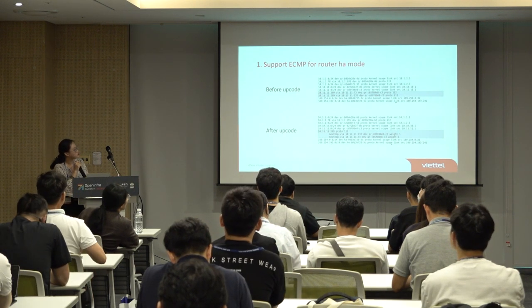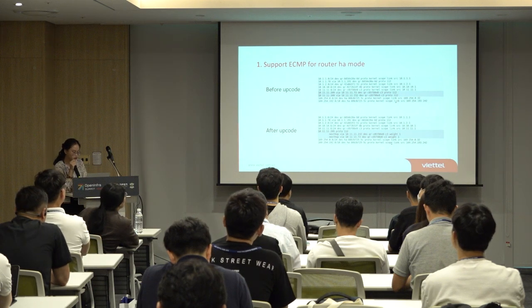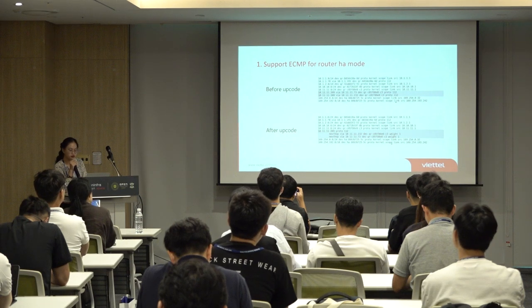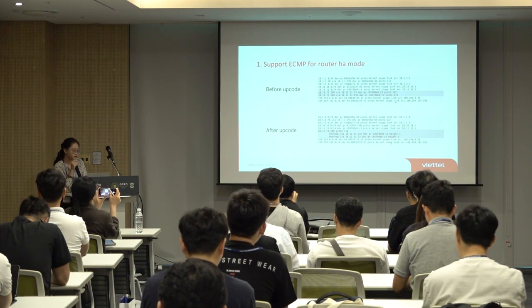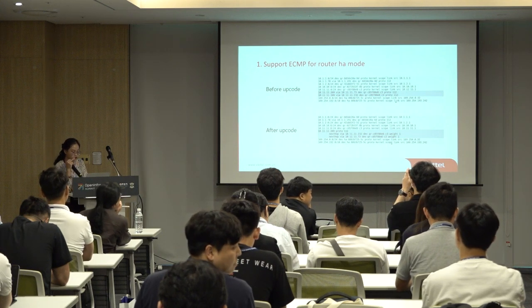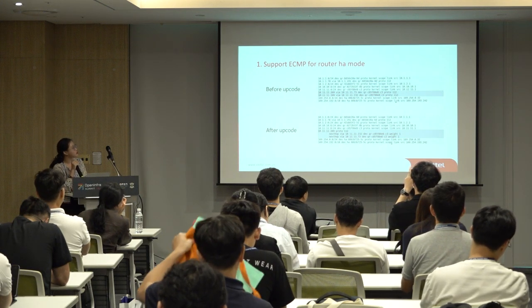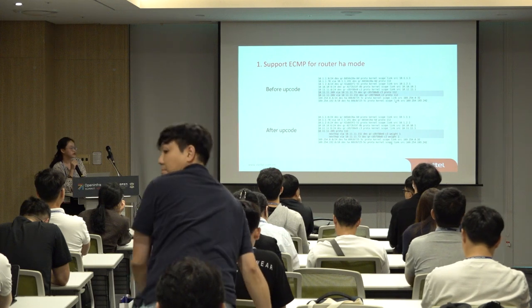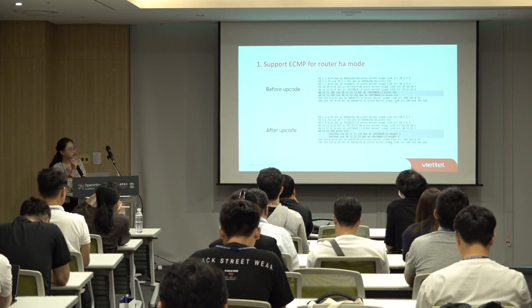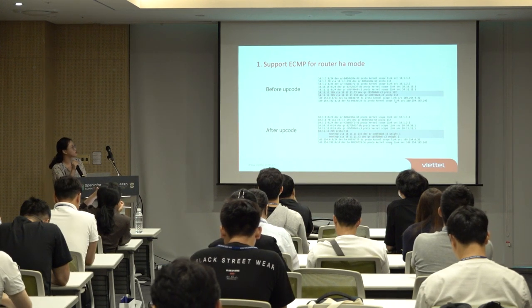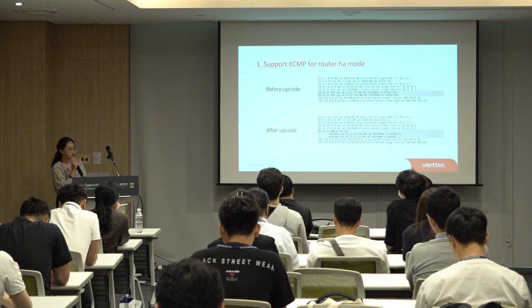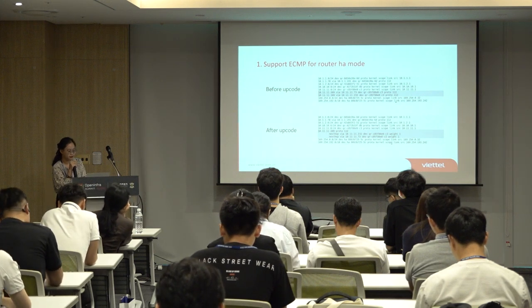Here is the route table result before and after updating. Before the update, even routes with the same destination are configured as a separate unique route. After the update, the routes with the same destination are configured as the correct setup of ECMP route.